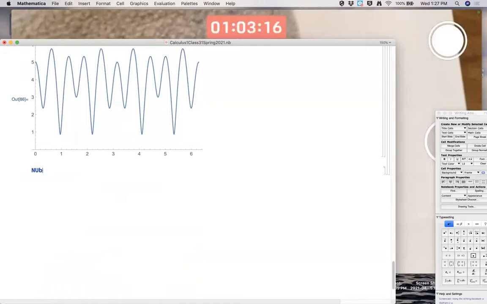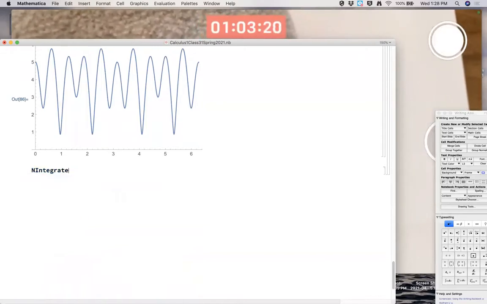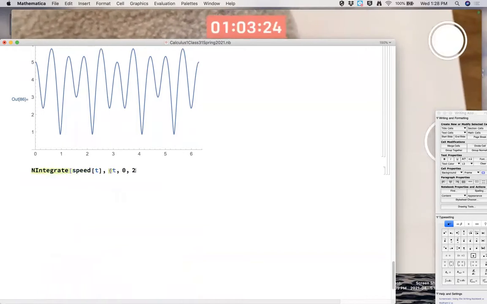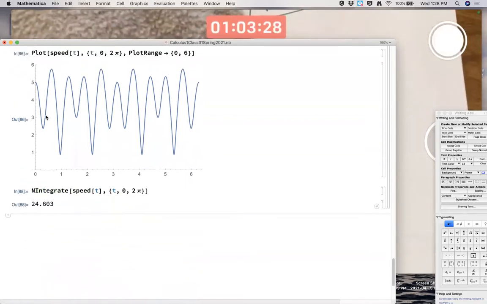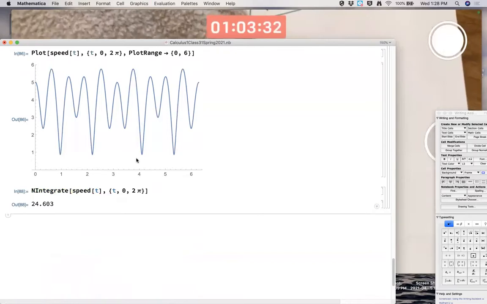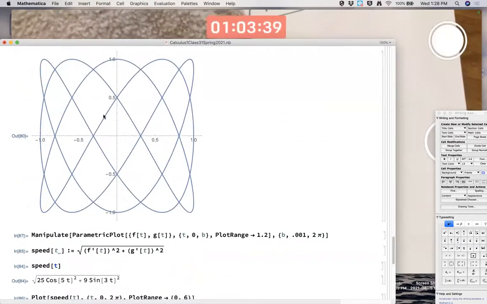In Mathematica, I can use something called NIntegrate of the speed function, t goes from 0 to 2 pi. Mathematica is claiming the area under this graph is 24.6 units. And I have no reason to doubt that. That's right. It is right. What that means is the distance traveled along this Lissajous curve is 24.6 units.